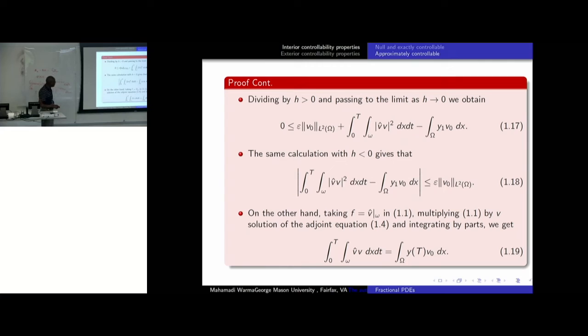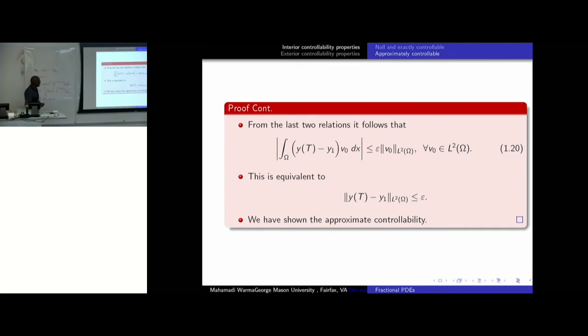Then if we now take F to be the restriction of V hat to omega, and we multiply by V, the solution of the adjoint equation, and we integrate by parts, we will get exactly this formula that we already know from before, that we get by taking F to be this one. From there, we can conclude from the inequality that we proved that the absolute value of y of t minus y1 times V0 is less than that, and that is equivalent to the L2 norm of y of t minus y1 being less than epsilon. And that is exactly approximate controllability.